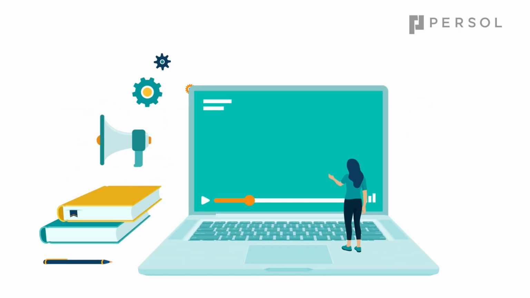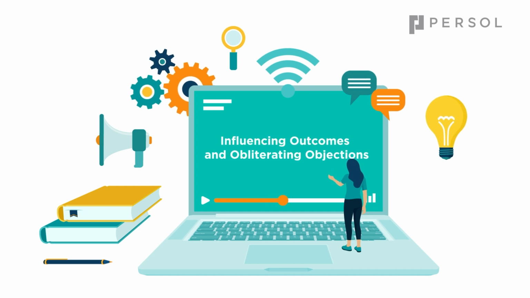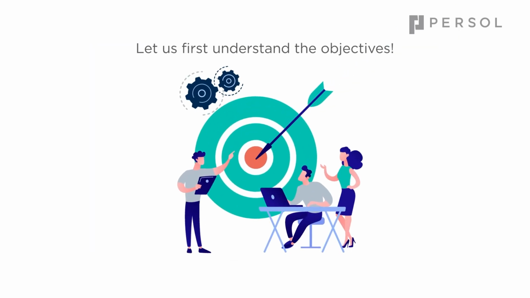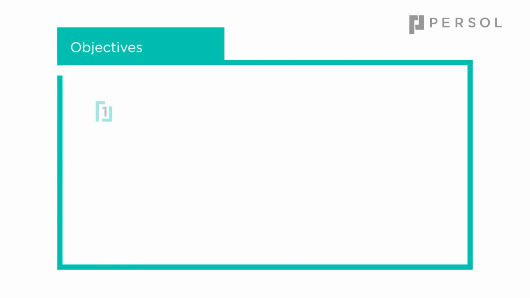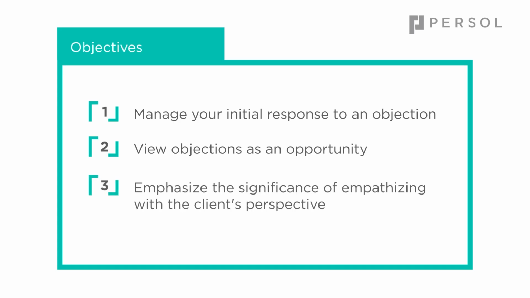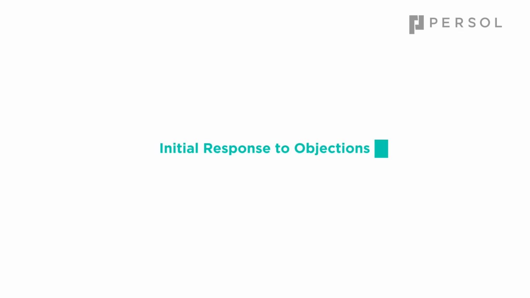Welcome to our e-learning topic of today, where we will talk about influencing outcomes and obliterating objections, understanding objections in recruitment. Let us first understand the objectives. Objectives: 1. Manage your initial response to an objection. 2. View objections as an opportunity. And 3. Emphasize the significance of empathizing with the client's perspective. How should be our response to objections? Let's deep dive. Initial response to objections.